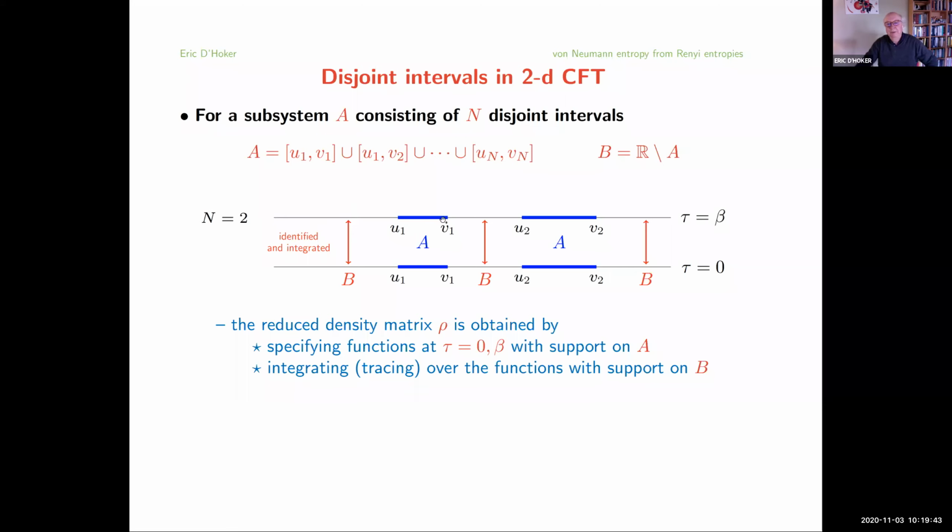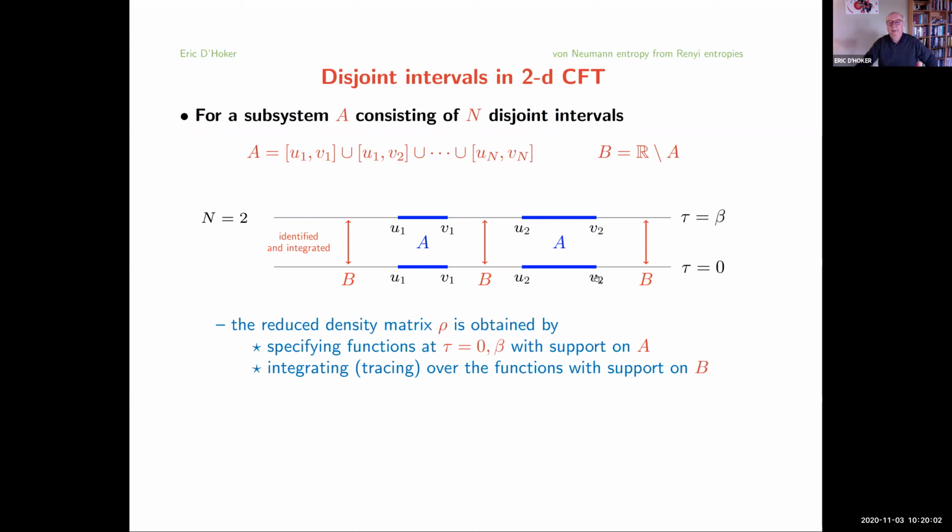For the case of n equal to 2, I made this figure here. I'm going to assume just 2 disjoint intervals, and then the complement of that is this region B, which is formed by the union of the remaining 3 intervals.